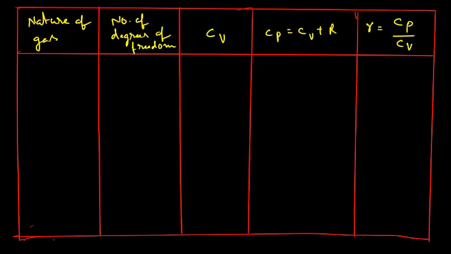Now let us find the relation between Cp and Cv in terms of numerical values. So here, this is nature of the gas, number of degrees of freedom of the gas, Cv, that is heat capacity at constant volume, Cp, heat capacity at constant pressure. We can call it heat capacity or molar heat capacity. And the ratio of both the heat capacities, that is gamma equal to Cp by Cv.